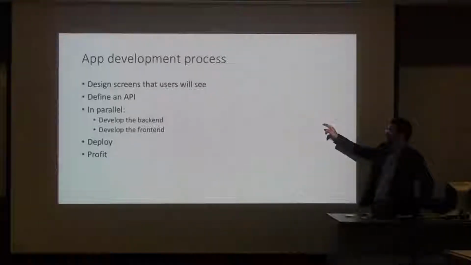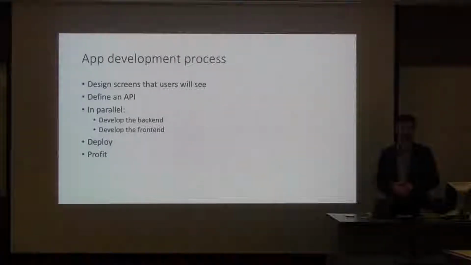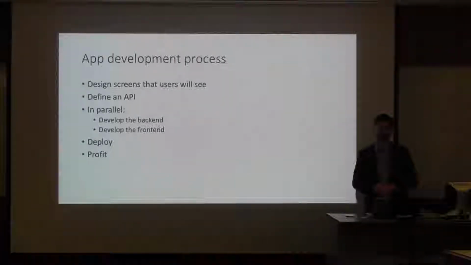So I'm going to be defining an API. And then in parallel, what we can do is develop the backend and develop the front end. Usually the front end is going to have some code of its own. We're going to be focusing on the backend portion for this talk, obviously. And at some point, once you've developed everything and got it into a more or less working state, you want to deploy it somewhere so that other people can access it. And I'll cover that piece as well.